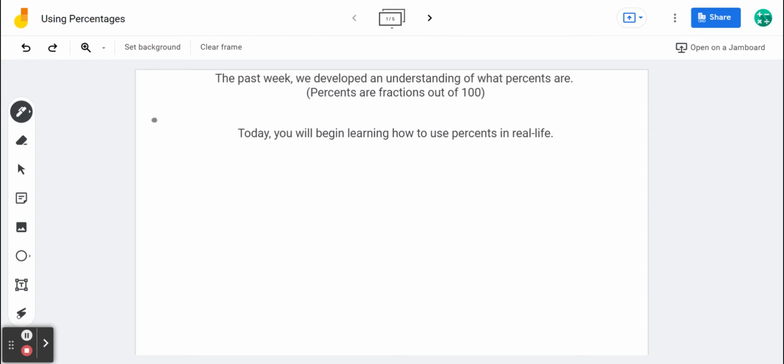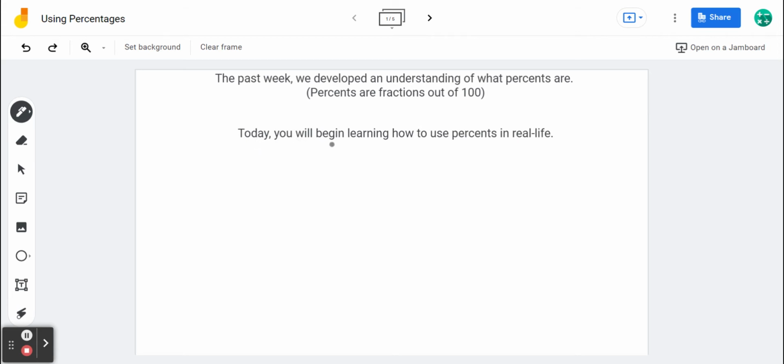In this video, we're going to be going over using percentages. So, a little recap: the past week, we developed an understanding of what percentages are. Percents in their most basic format are fractions, but specifically, fractions out of 100. So, with a denominator of 100.